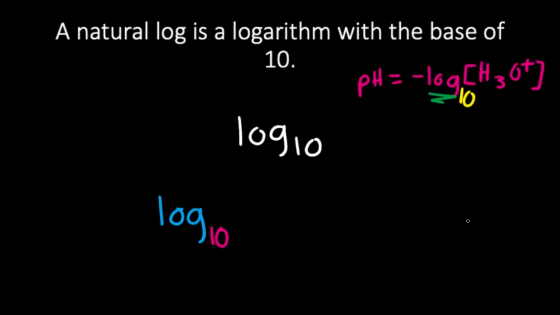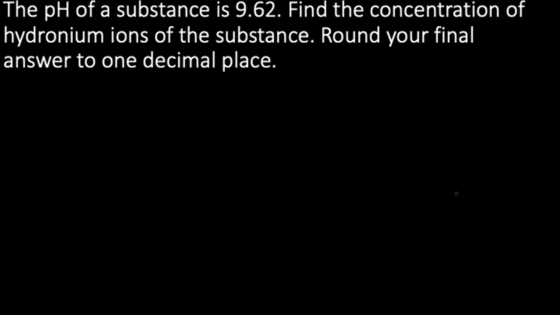All right, so now that you understand what a logarithm is and what a natural logarithm is, let's get into solving hydronium ion concentration. The pH of a substance is 9.62. Find the concentration of hydronium ions of the substance. Round your final answer to 1 decimal place.